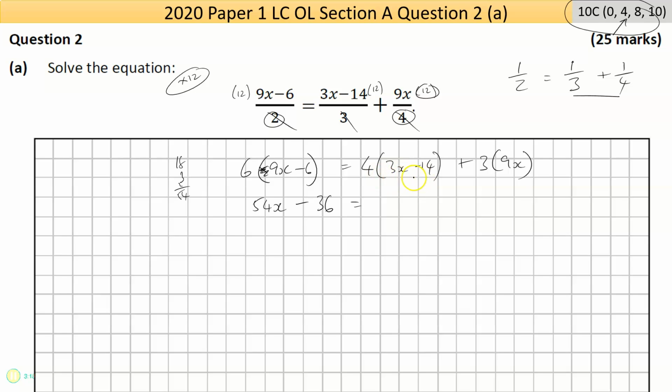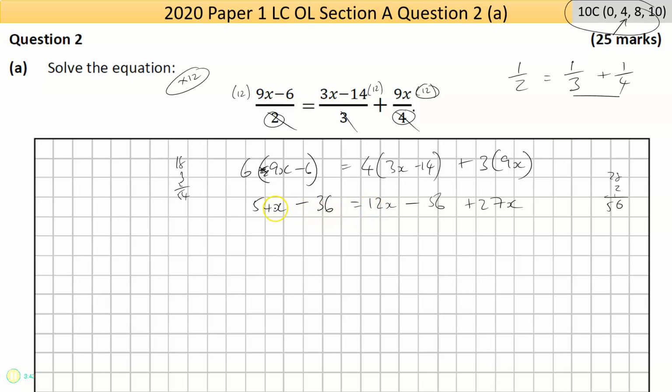Then this bracket on the second term: 4 times 3x is 12x. 4 times 14, now plus by minus is minus, is 56. Again, I should be checking that on my calculator. And then this last bracket, 3 times 9 is 27x. Now I've gotten rid of the brackets.